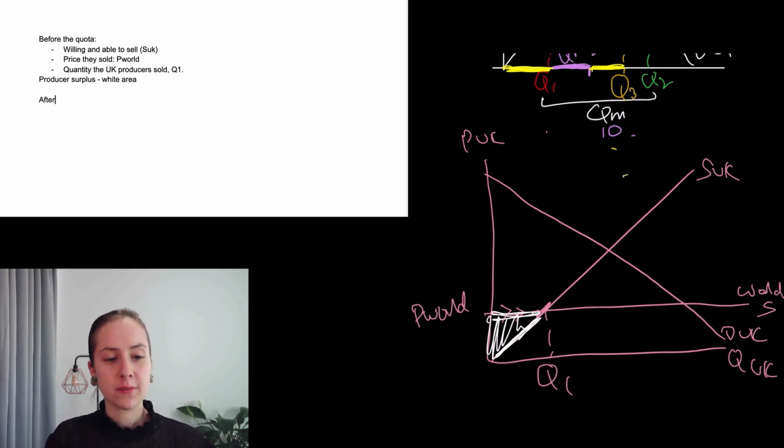After the quota, they're willing and able to sell on the supply curve of the UK. They have nothing to do with the quota, so I'm not going to look at the new supply curve. Don't look at the new supply curve because this includes the world.